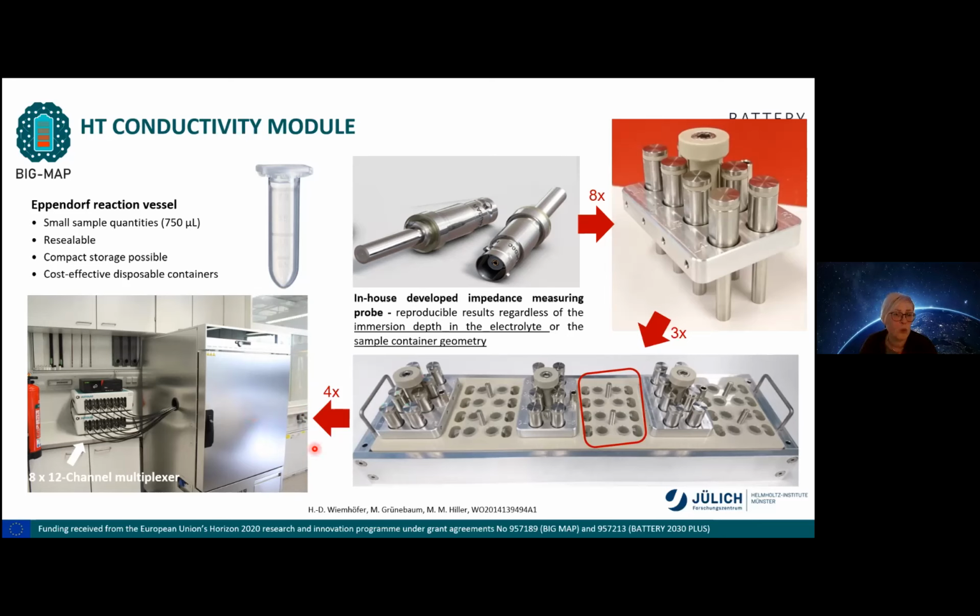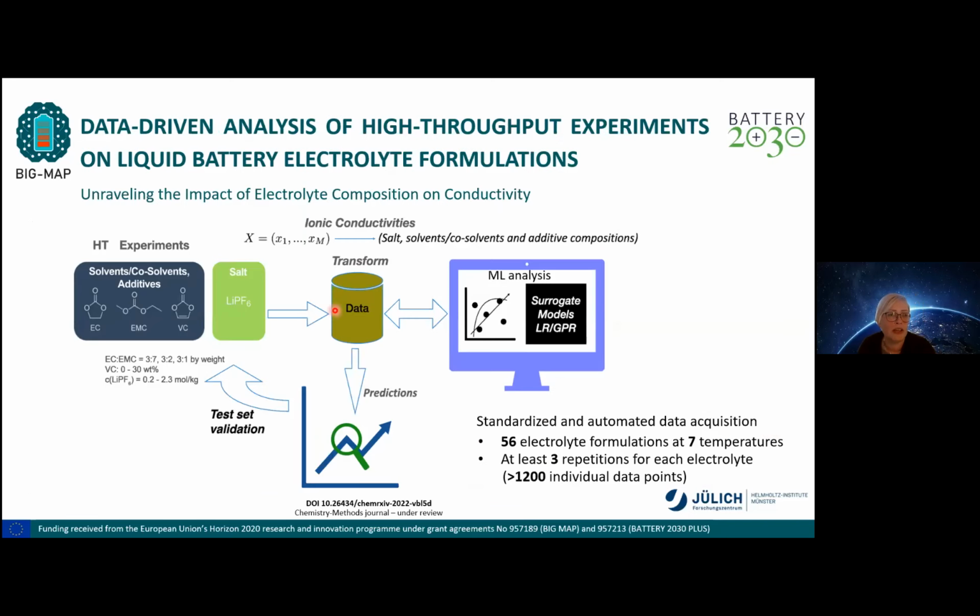And what we are doing now, we are extending the module towards viscosity measurements and then dielectric constant measurements, as well as density measurements, and finally the measurements of the transference numbers. So what kind of data can we get out of it?